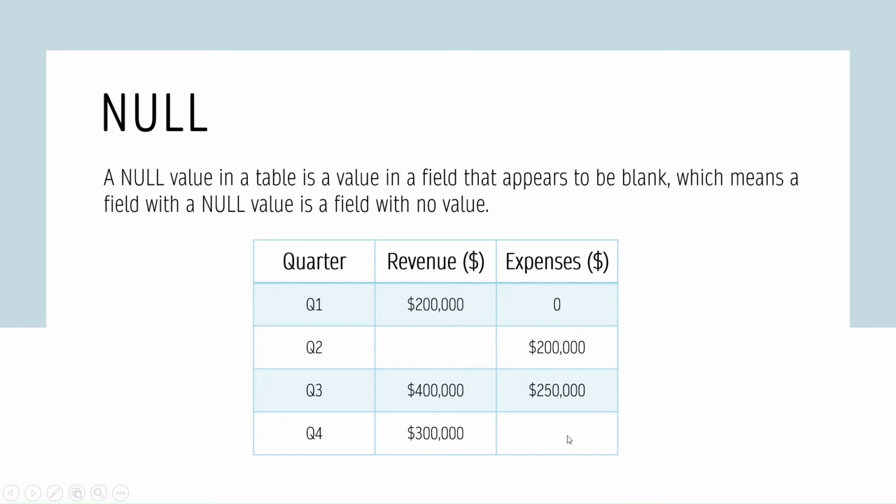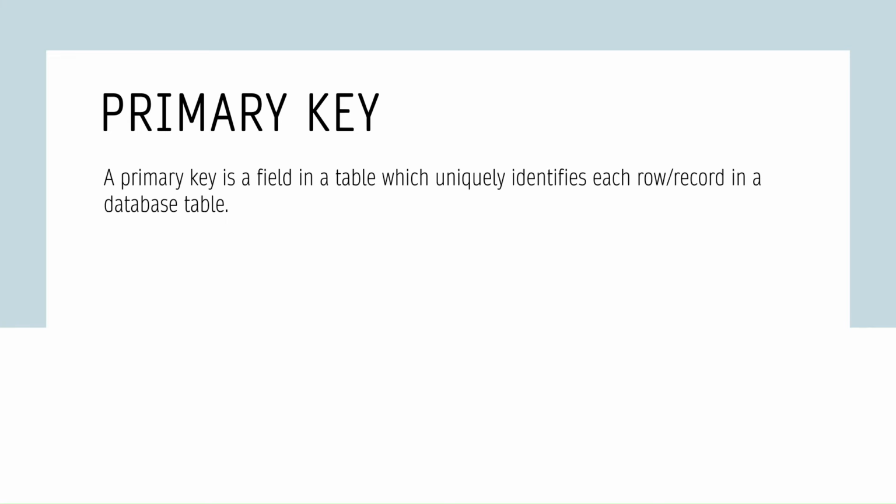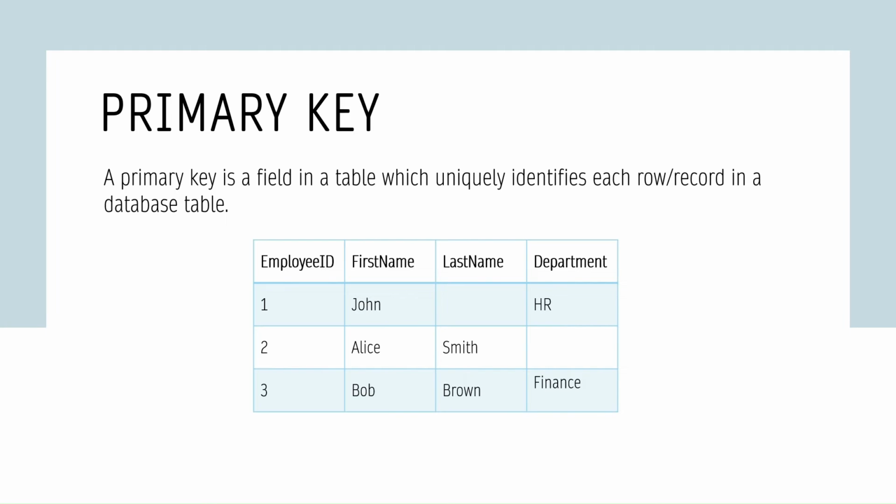Okay. Let's now move on to another term, which is primary key. So what is a primary key? A primary key is a field in a table that uniquely identifies each row or record in a database table. It must uniquely identify each row or record. Okay. So let's take an example over here. In this case, this is a simple table which represents the employee information, while employee ID is the primary key.